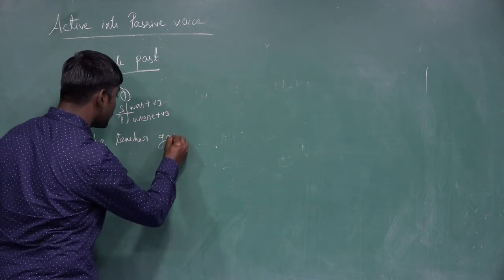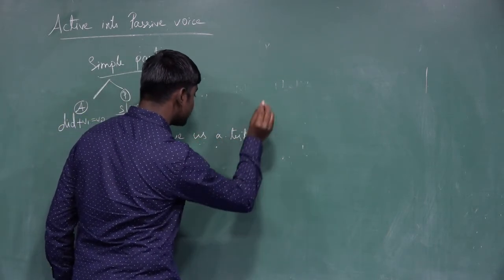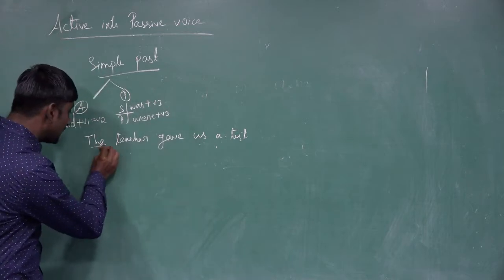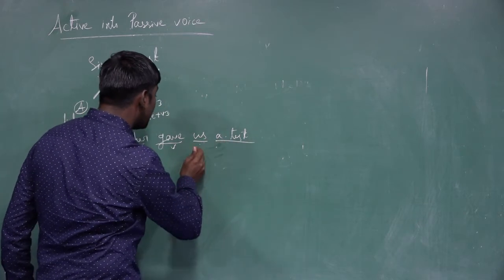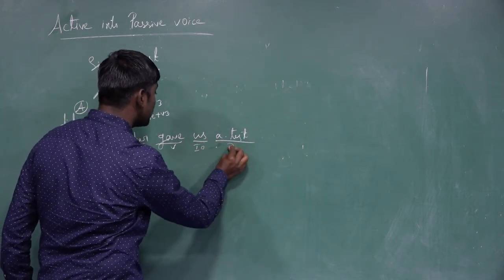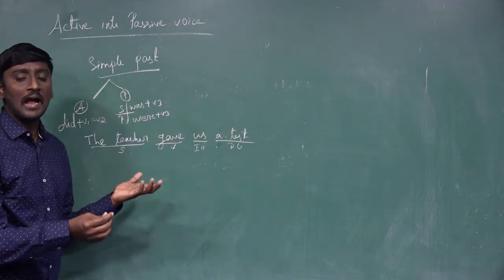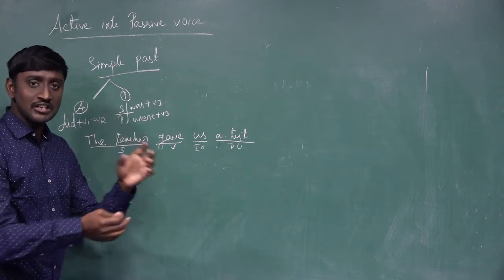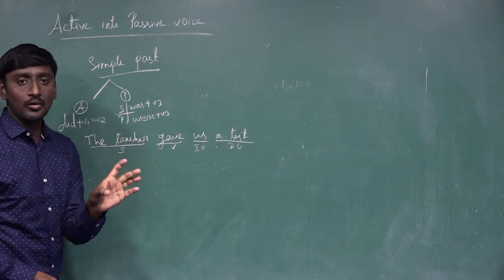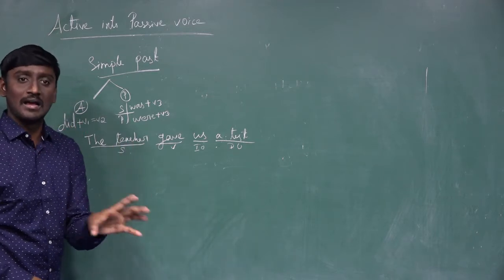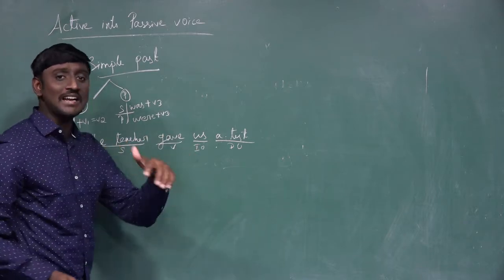Okay, another example. The teacher gave us a test. The teacher is the subject, gave is the verb, us is the indirect object, and a test is the direct object. Usually we change active to passive, SVO pattern changed to OVS pattern. Previously I gave examples where the sentence has only one object. But this sentence has two objects: an indirect object and a direct object.